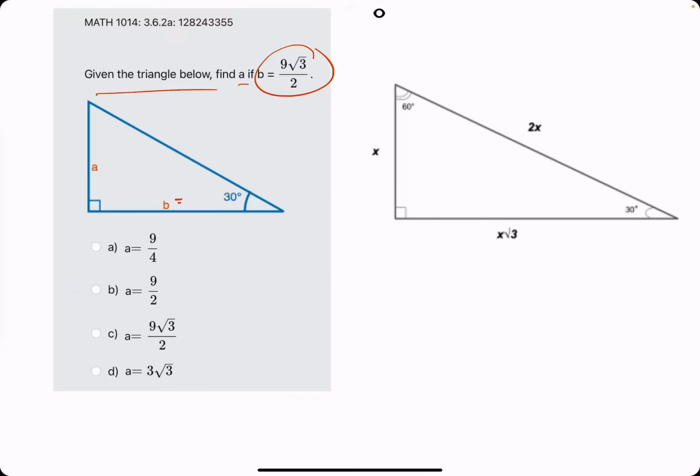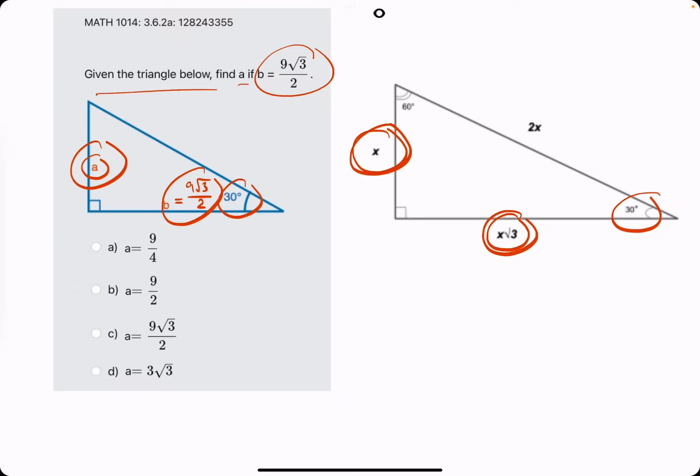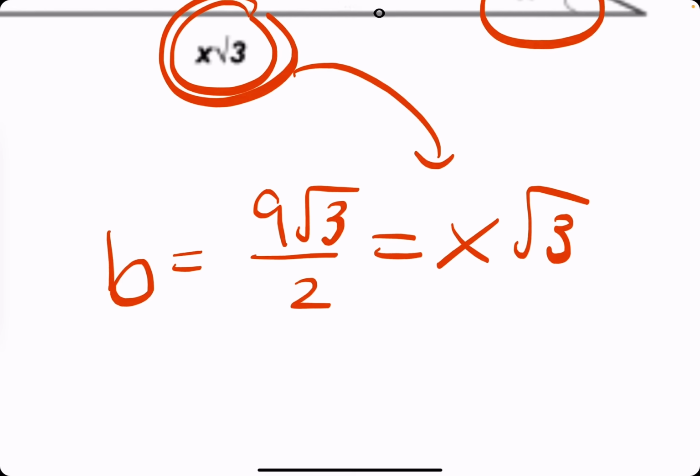And we're going to use those special rules to help us solve for what they're asking for. So if b is equal to 9 root 3 over 2, we are trying to solve for a, right? Okay, well, if this is 30, and this is x times root 3, and we're trying to find x, so if this is x times root 3 and that's equal to b, and we're trying to find a, which is equal to this side length x, well, b is 9 root 3 over 2, and that corresponds to x times root 3, and a corresponds to the side length x.